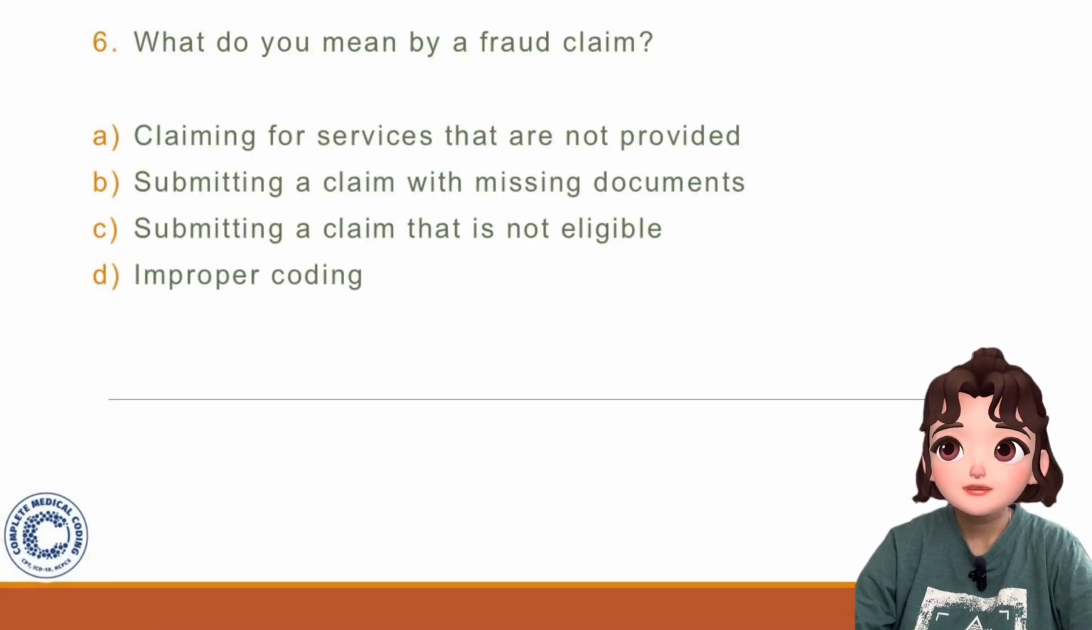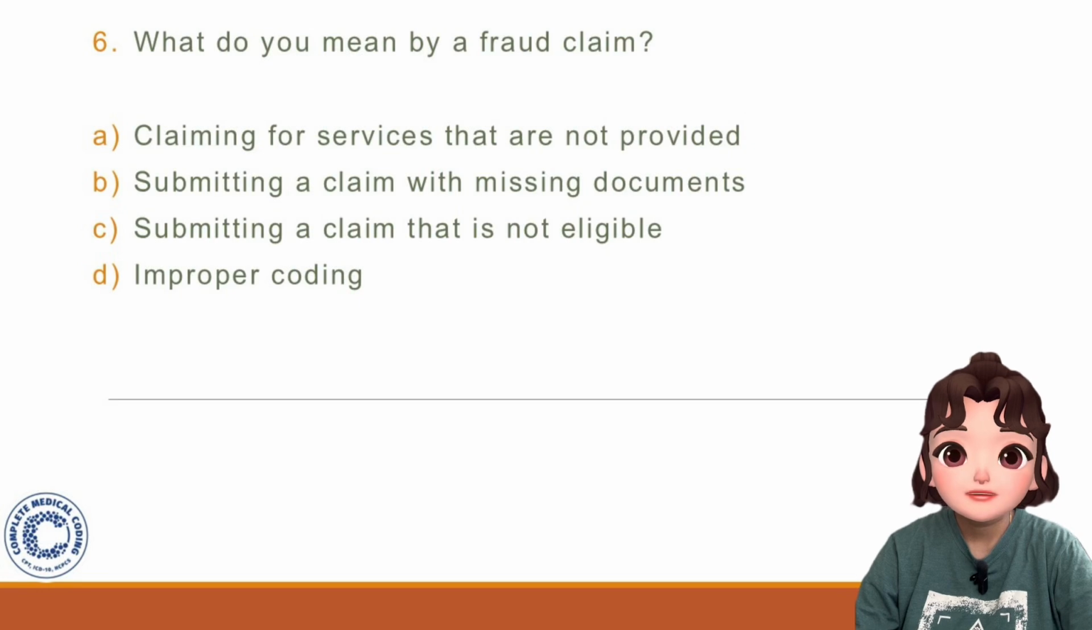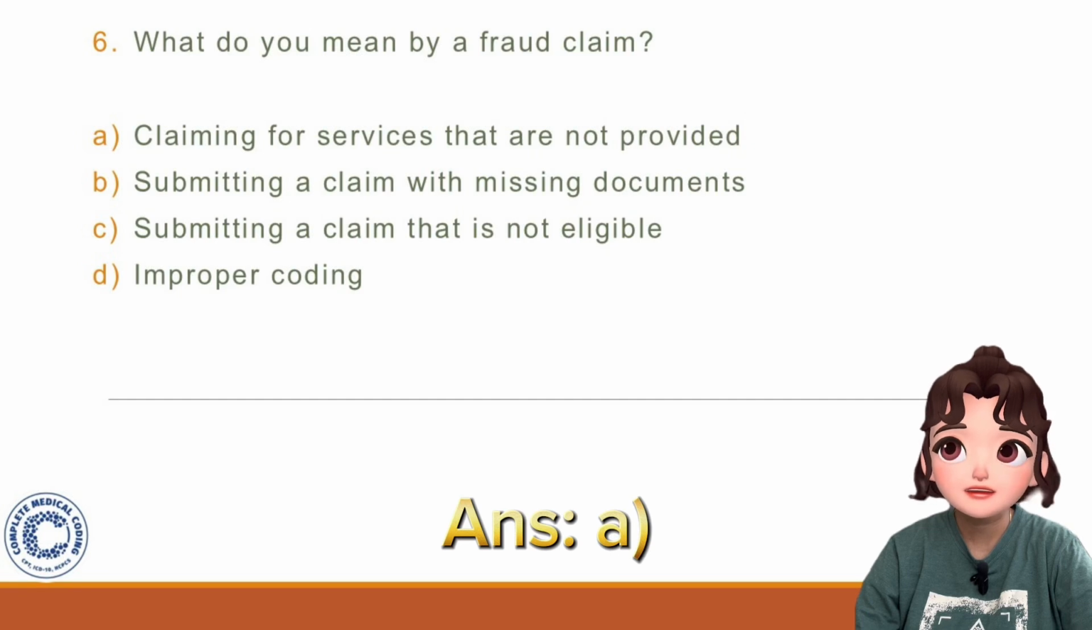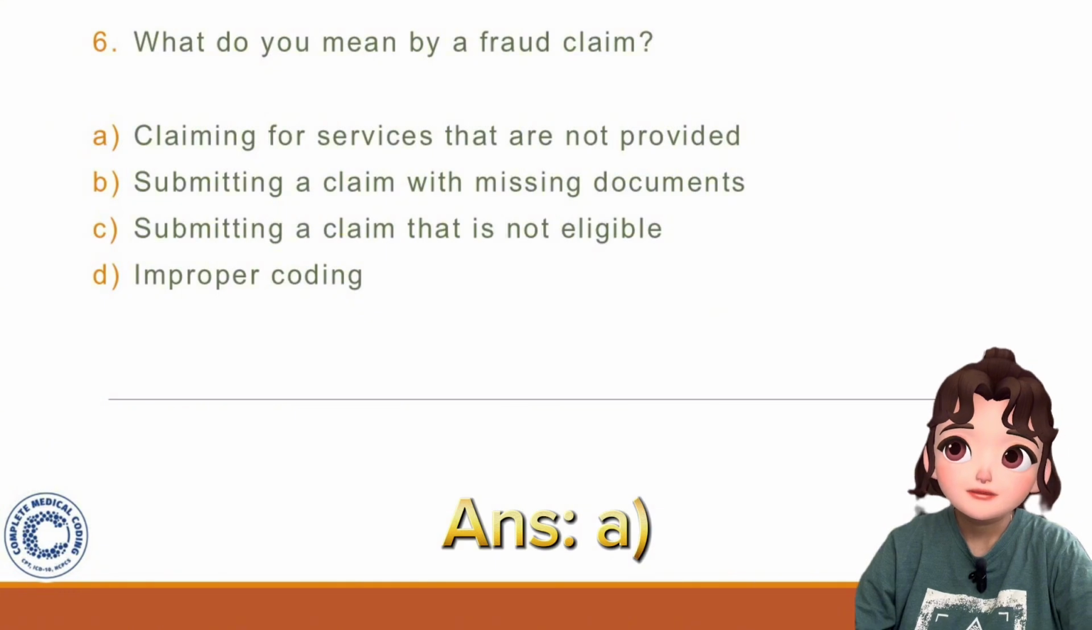Sixth question, what do you mean by a fraud claim? Claiming for services that are not provided, submitting a claim with missing documents, submitting a claim that is not eligible, or improper coding. From the word itself, you will understand, right? Fraud. Answer is option A, claiming for services that are not provided. Whatever services which are not provided, simply claiming from the insurance company to get the money. So that is a fraud claim.